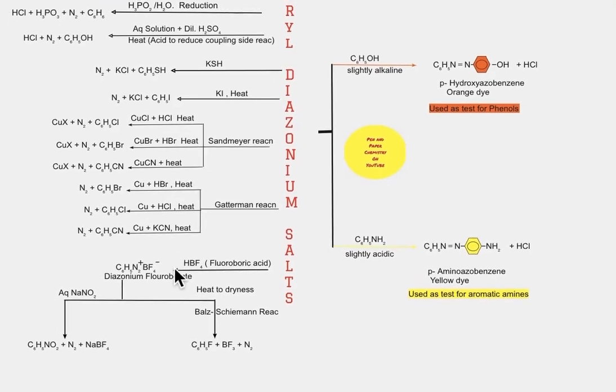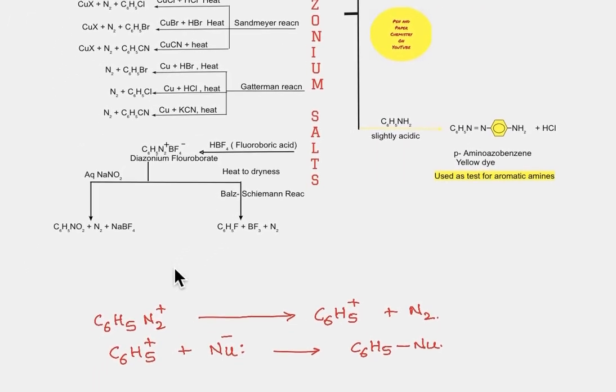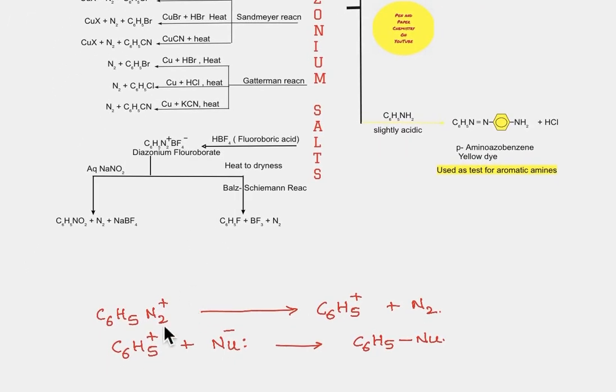First category of reactions, the electrophilic aromatic substitutions. How do they happen? We know that nitrogen tries to break away from this, leaving a phenyl ion and nitrogen gas. Now this phenyl ion, C6H5 positive, means it is going to behave as an electron loving species, hence can be easily attracted by a nucleophile, giving us the product.